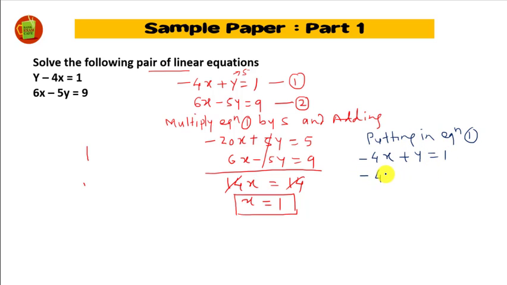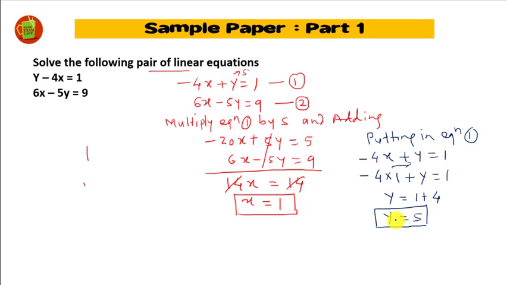So minus 4 into x, the value of x is 1, plus y will be as it is, which is equal to 1. Now this will be minus 4, take minus 4 to the other side and you will get y is equal to 1 plus 4, and therefore y is equal to 5. So here you have got the value of y, so highlight this step also. So these two steps are important, highlight both the steps.